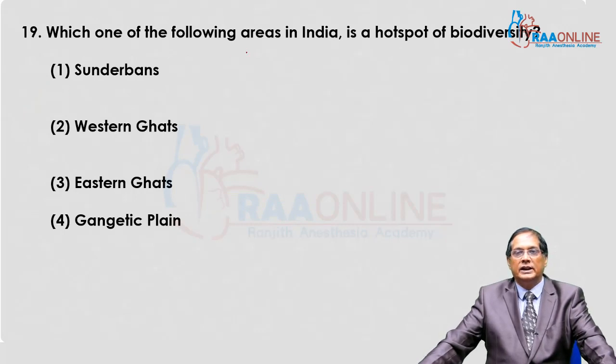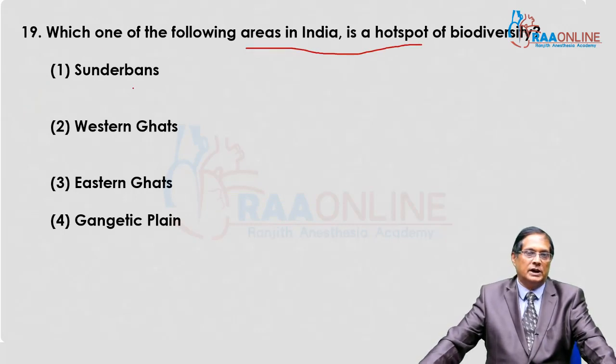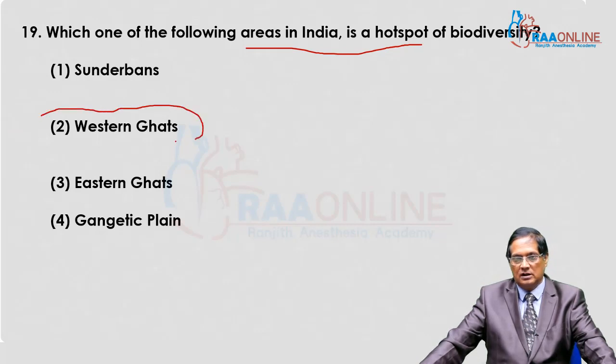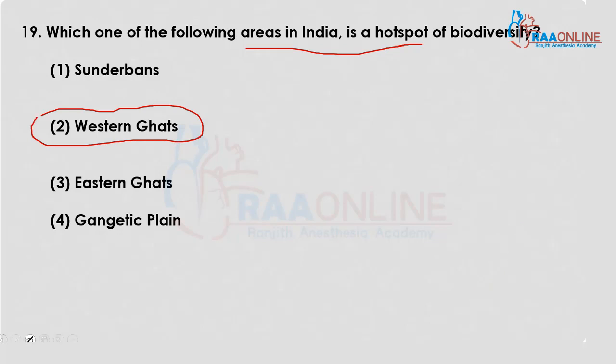Which one of the following areas in India is a hotspot of biodiversity? That is Western Ghat. In India, Western Ghat is a hotspot, then the Indo-Burma region, and third is the Himalayan region. These are the hotspots of biodiversity in India.